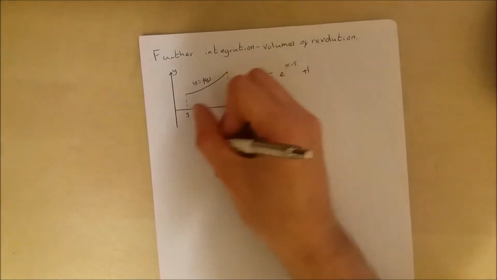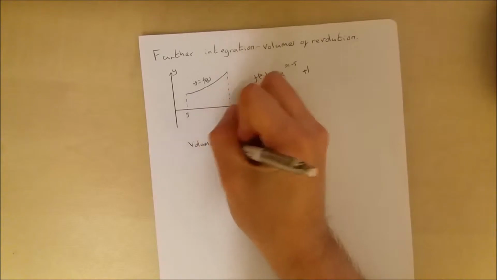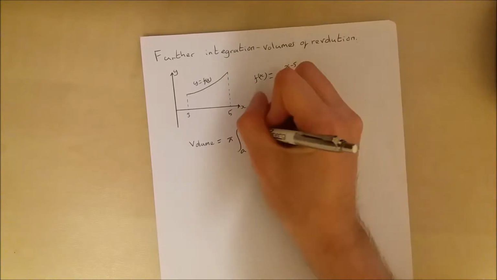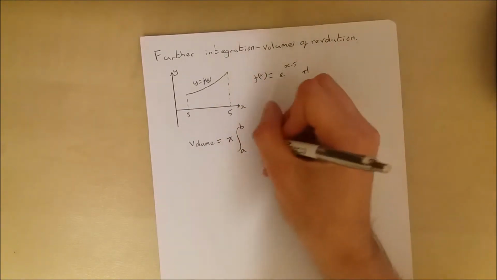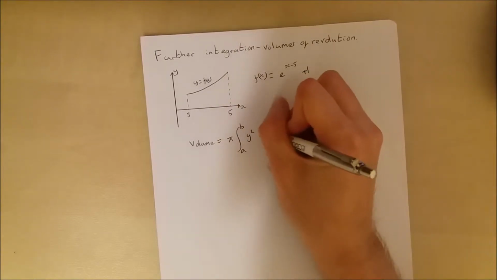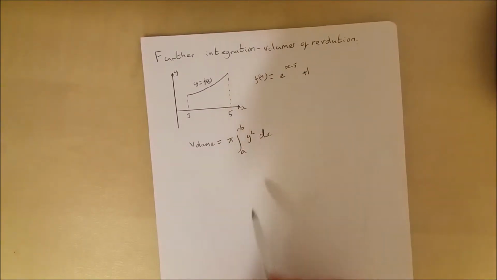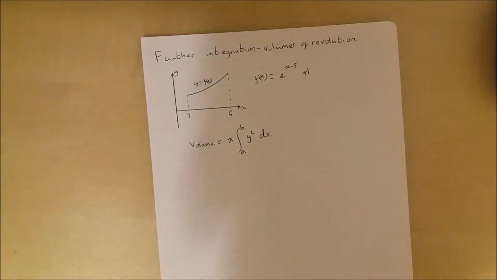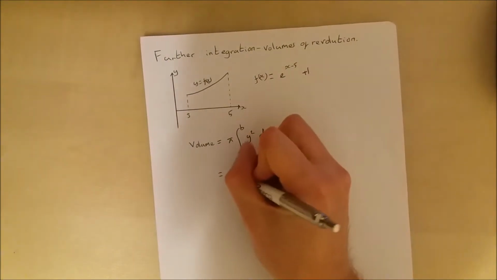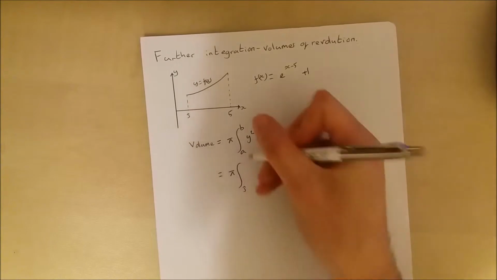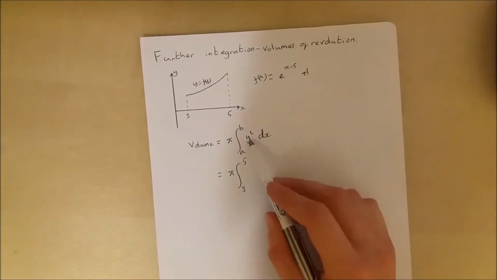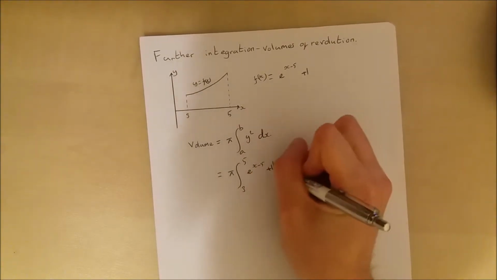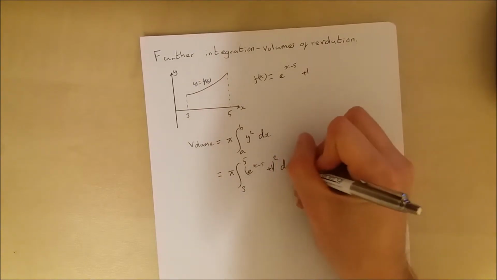So the equation you're going to need is volume is equal to pi times the integral between a and b of y squared dx, and this is the generic formula where a in the example we're doing is going to be 3 and b is 5. So if we get on with the example, the pi just stays the same, the limits of integration become 3 and 5. The y in this case is e to the x minus 5 plus 1 squared dx.